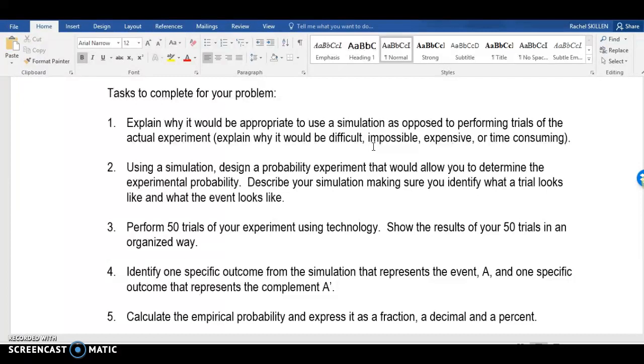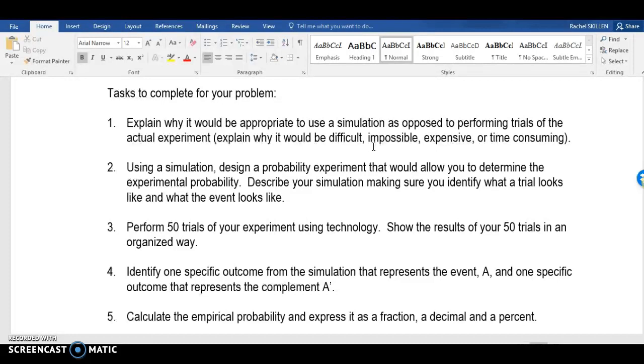In this situation, actually performing trials of the experiment would mean we would have to find 50 families that have 4 children and collect data from them on what is the gender of their children. It's possible to do that, but it would be time consuming to find 50 families to do 50 trials. The other thing would be to have a person give birth to 4 children 50 times, which would be impossible. So using a simulation here is going to allow us to determine this probability in a much faster way.